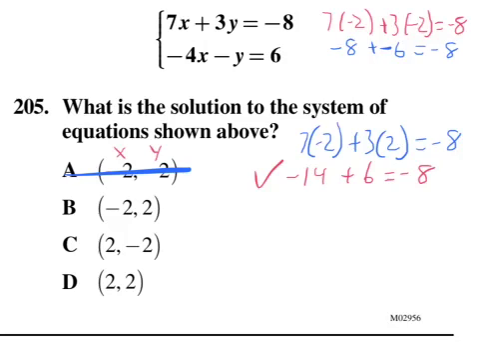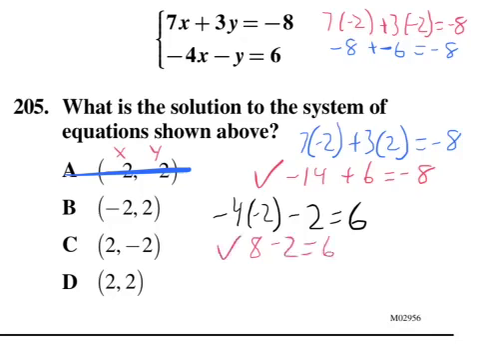Let's check the other one. Okay, for the next problem. Negative 4 times negative 2 minus 2, does that equal 6? Well, what's negative 4 times negative 2? Isn't that 8? Does 8 minus 2 equal 6? Oh my. Does that work? Yeah. There it is. Could I keep going to check? Could I try these two? Yeah. In case I made a mistake. But I'm pretty confident in my work, so that should be the answer.